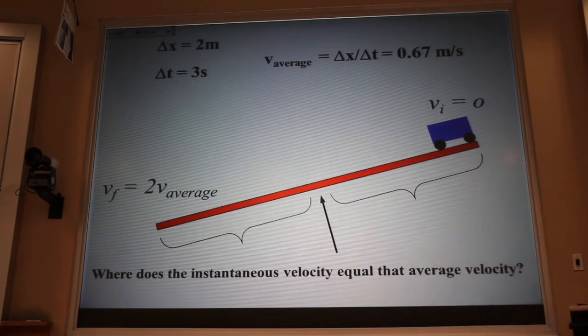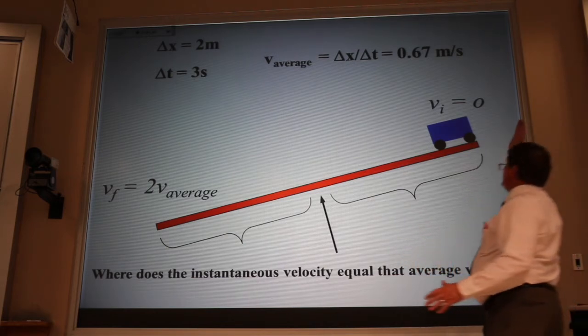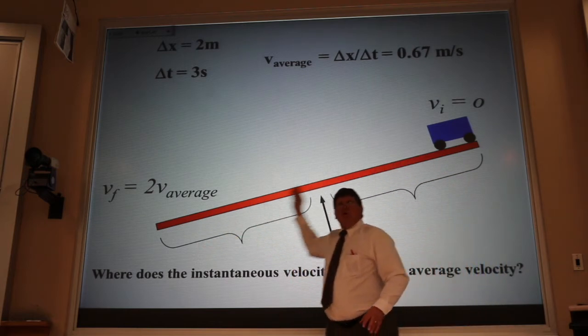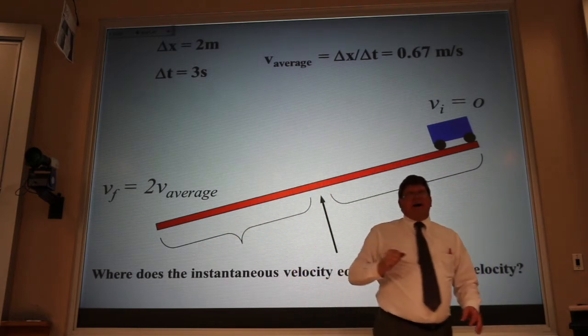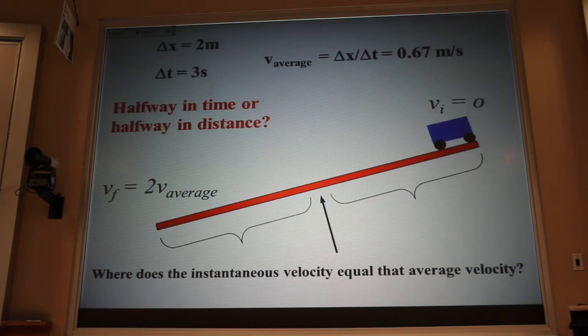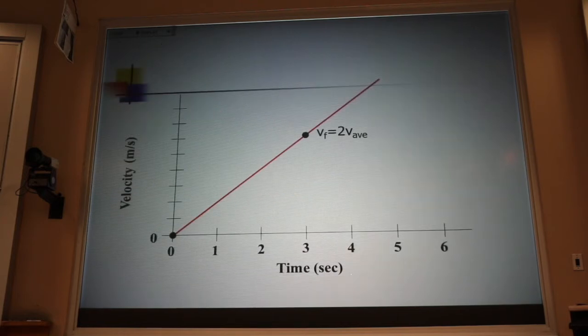If I take this plus this and divide by 2, I better get the average. Now, the question is, if this speedometer goes from 0 up to twice the average, where does it get to 1 times the average? Is it going to be halfway in distance or halfway in time? And the answer is halfway in time.